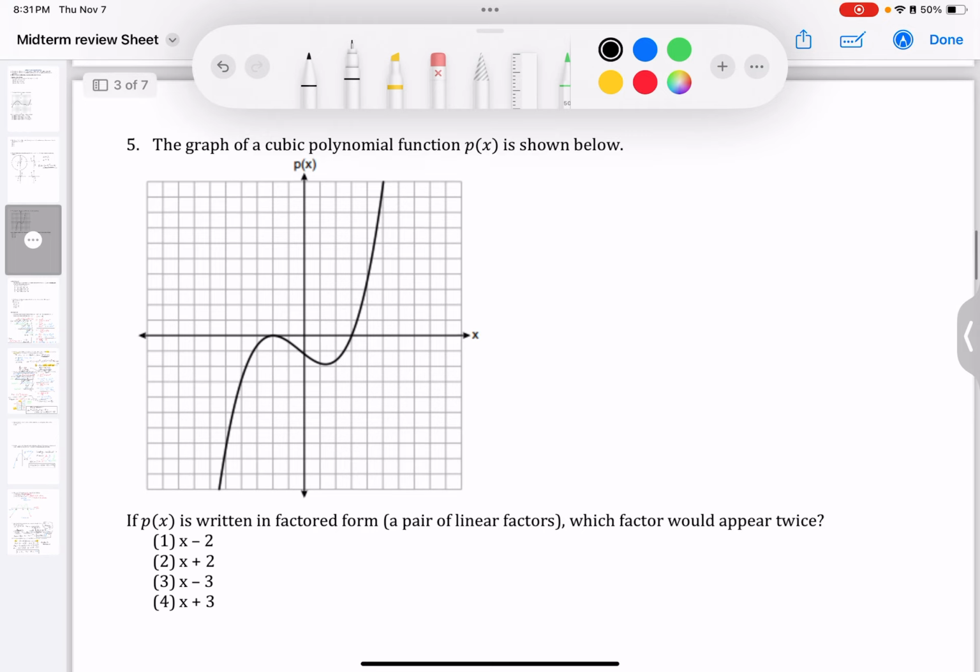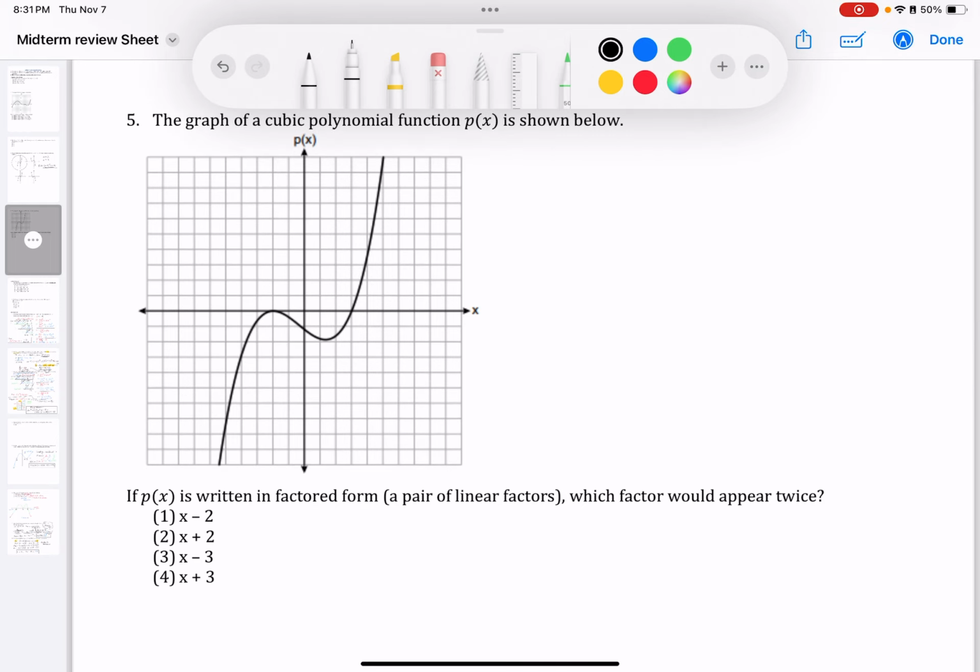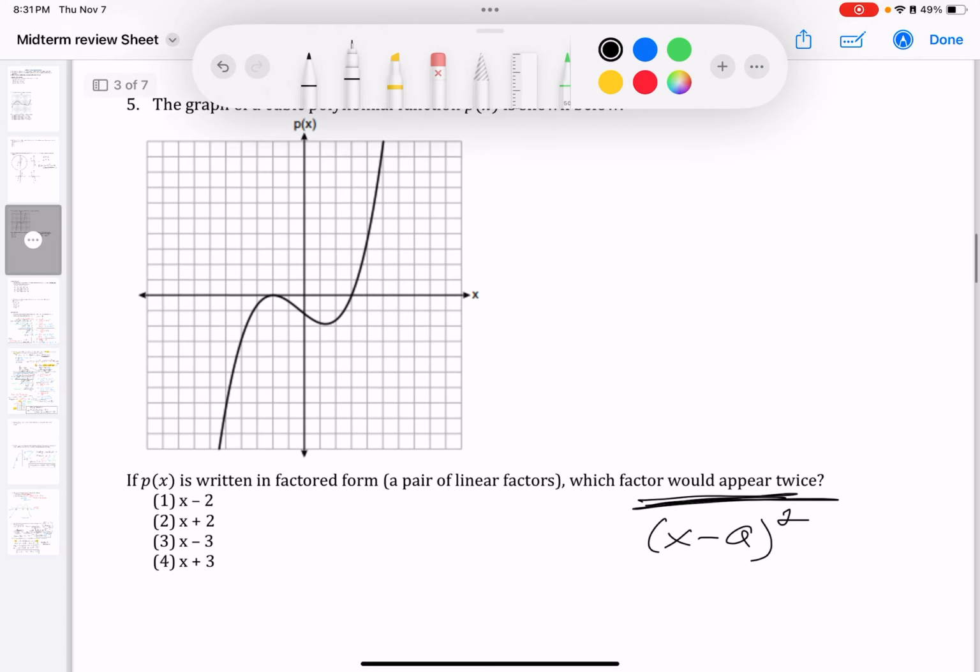Let's do number 5. It says the graph of a cubic polynomial function p of x is shown below. If p of x is written in factored form, which is a pair of linear factors, which factor could appear twice? So when it says which factor could appear twice, that means some factor of x minus a is raised to the second power, or some factor of x plus b is raised to the second power. One of those.